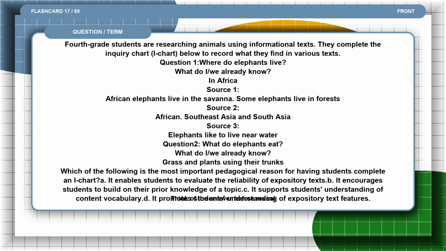Question 2: What do elephants eat? What do we already know? Grass and plants using their trunks. Which of the following is the most important pedagogical reason for having students complete an I chart? A. It enables students to evaluate the reliability of expository text. B. It encourages students to build on their prior knowledge of a topic. C. It supports students' understanding of content vocabulary. D. It promotes students' understanding of expository text features. Pause and think of the answer before the reveal.